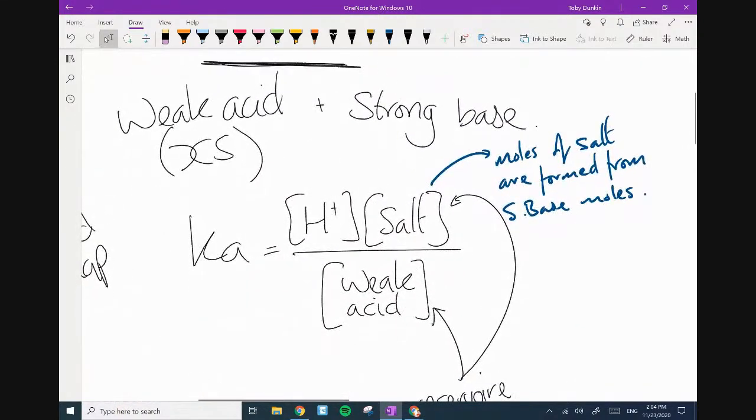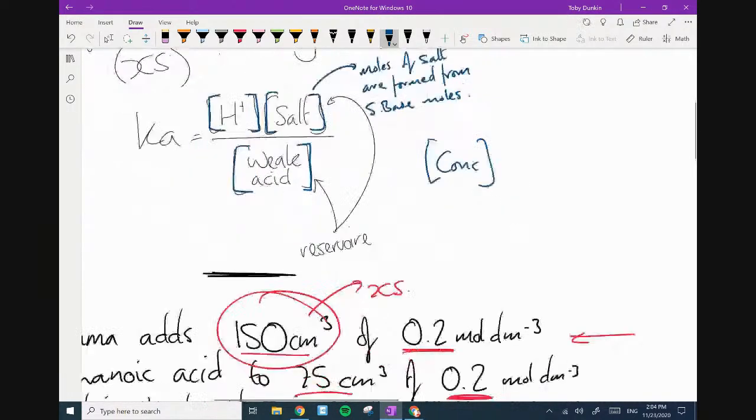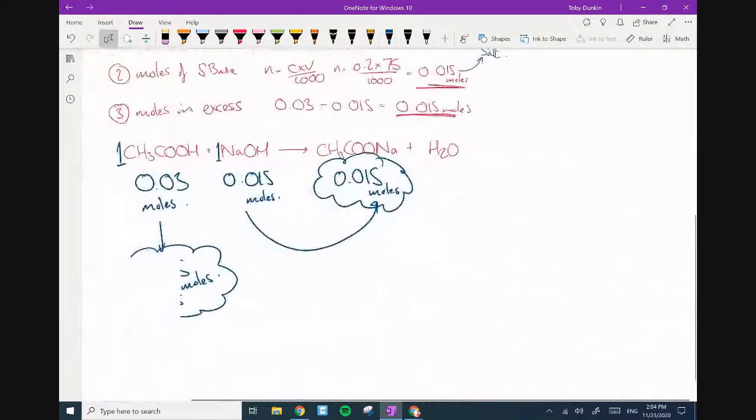Yeah, square brackets, don't forget. The square brackets mean concentration. We must convert back to it. Yeah, square brackets mean concentration. So don't forget to convert back.